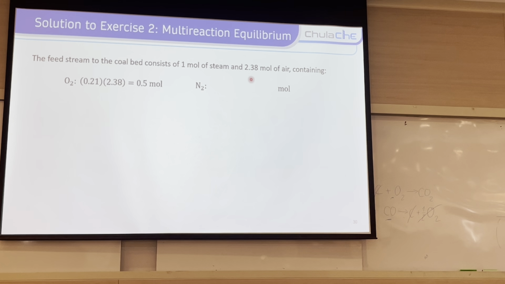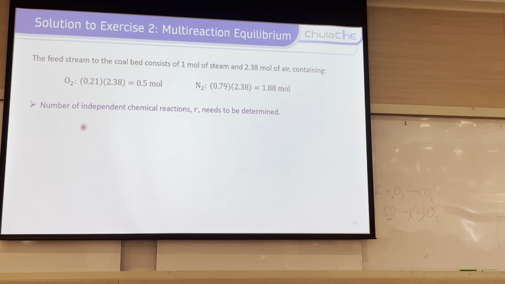So 2.38 moles of air, containing oxygen equal to 21%. In this case, if you calculate the moles of oxygen, it will be equal to 0.5 mole of oxygen, which is fed into the reactor. Same with the nitrogen, you just multiply 0.79 with the 2.38 here, and you get 1.88 moles of nitrogen fed.